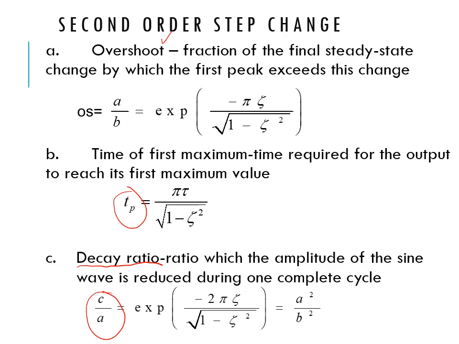Decay ratio is the ratio at which the amplitude of the sine wave is reduced during one complete cycle, and it is given by this equation, exponential of square root of bracket minus 2 pi lambda divided by square root of 1 minus lambda square, equals A square divided by B square.